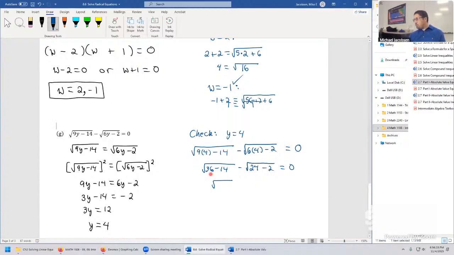36 minus 14 is going to give us 22. Minus, 24 minus 2 gives us 22 again. But these are like roots. They're both square roots. The radicands are 22. So 1 root 22 minus root 22 does in fact give us a 0. That tells us y equals 4 does check out. And so this one has the unique solution, y equals 4.